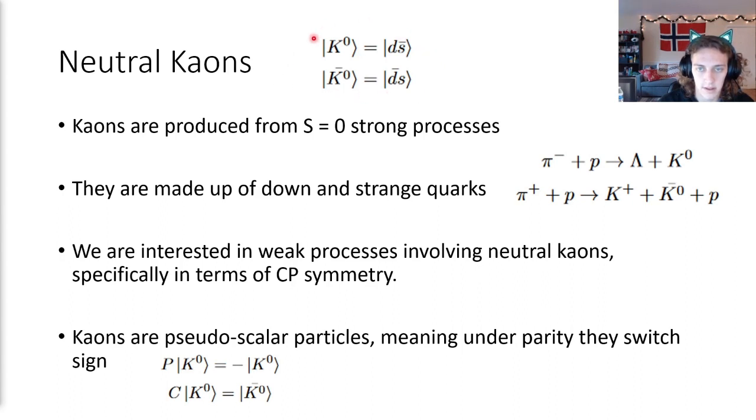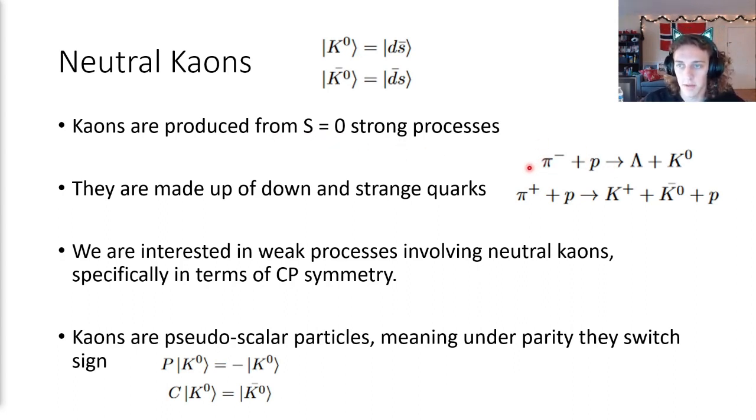So we have the K0 and the anti-K0 here, made up of a down and an anti-strange for the K0, and an anti-down and a strange for the anti-K0. Now these are strangeness eigenstates, and we're going to express them in a different basis in a little bit, but these come from strong processes, so we know how to express them in terms of strangeness because of their production from strong processes, specifically these s equals 0 strong processes, and I've written these out here.